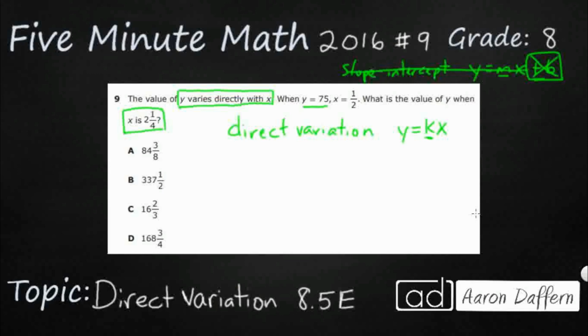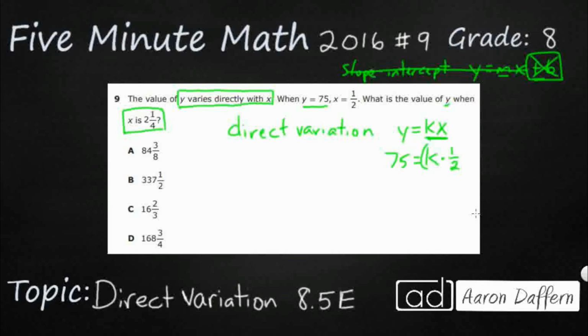So let's just see, when y equals 75, substitute in 75 for y. We've got our k right there, unknown, and then x is 1/2. All right, so if I can solve for k, then I can look at this next one, because they want me to know y. They give me the x. So if I know the k and the x, I can solve for y. So it's that same k that I'm going to use for both.